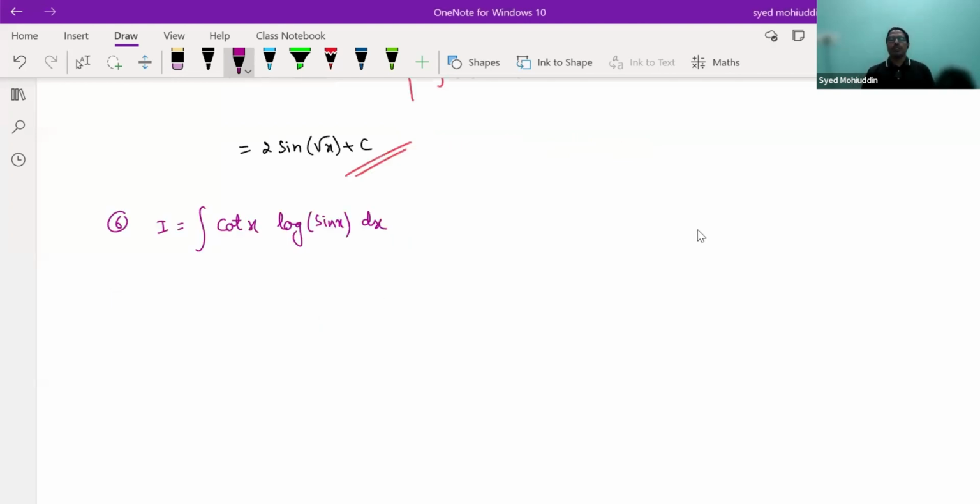Now the question is, if I try to differentiate log, can I get log of sin x from cot x? It is not at all possible to get log of sin x from cot. This possibility is not there. If you want, you can check it. If I try to differentiate cot x, what will be the derivative of cot x?